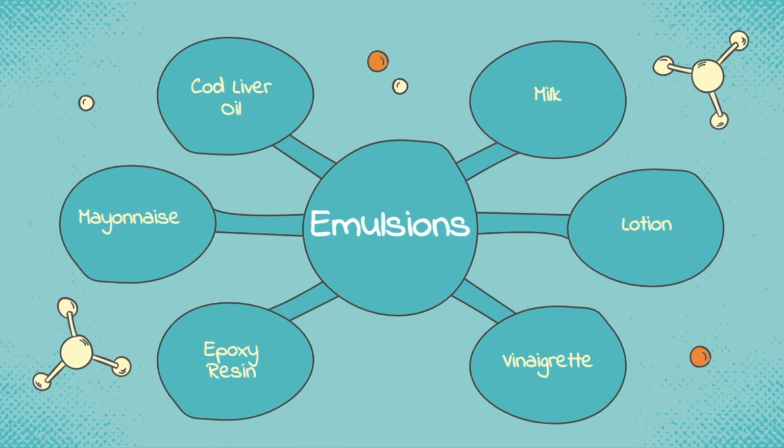Emulsions are essential for many industries such as food, chemicals, cosmetics, and pharmaceuticals. Some common emulsions include vinaigrettes, lotion, milk, cod liver oil, mayonnaise, and epoxy resins. Wow, emulsions are so important.